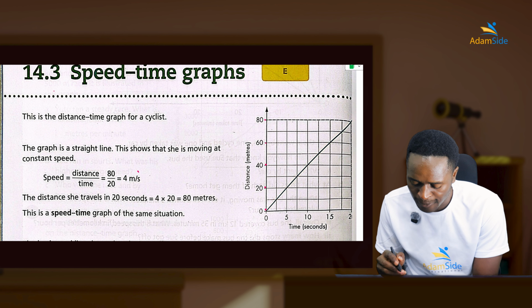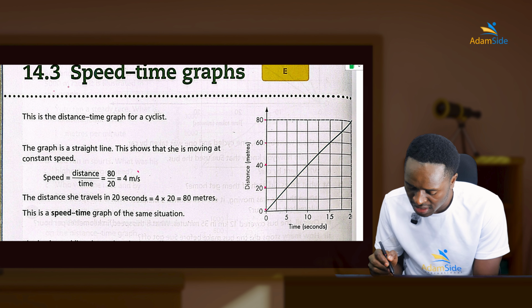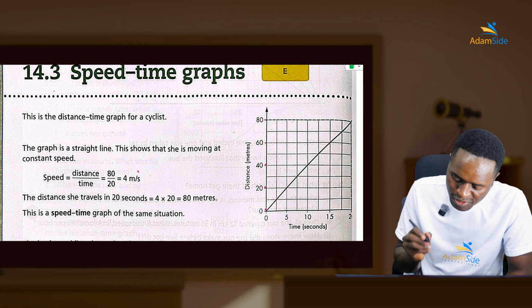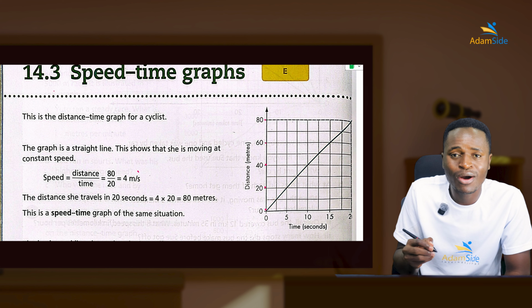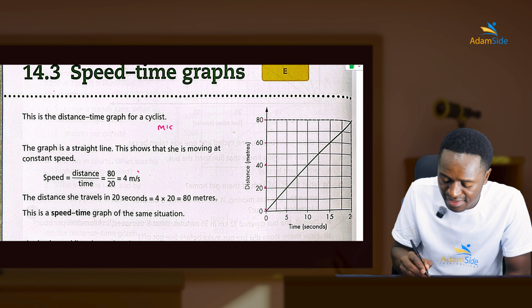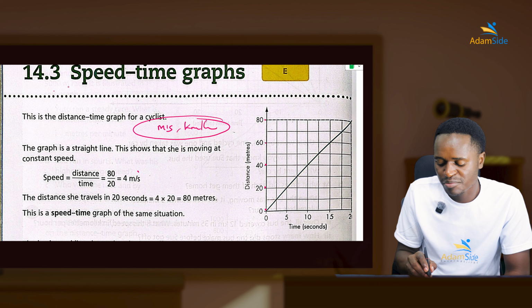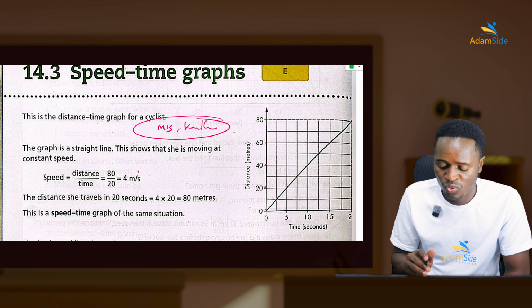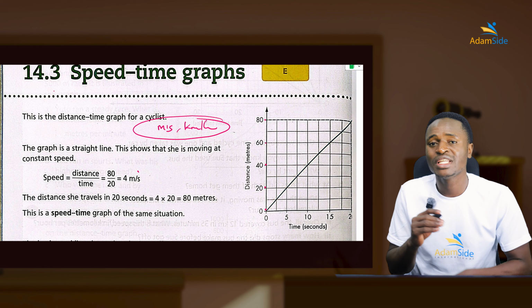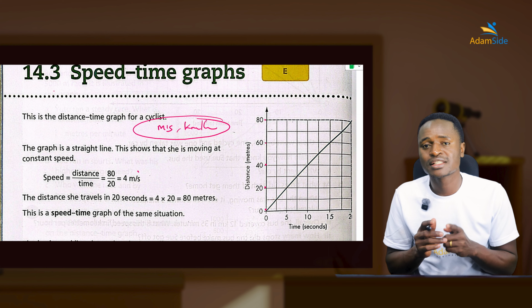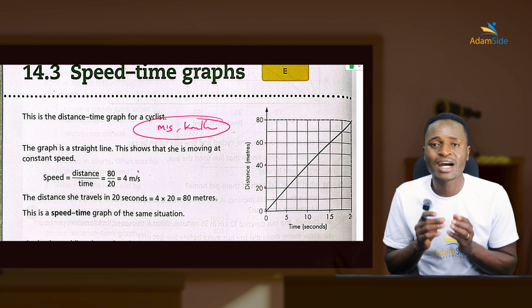If you're finding the speed here, we'll take one of the distances, let's say 80 meters, covered in 20 seconds. We know speed can be in miles per hour, meters per second, or kilometers per hour. That's the way you represent speed. When you're told to analyze or solve a question, it should not be an issue because we understand how distance and time are connected with speed.